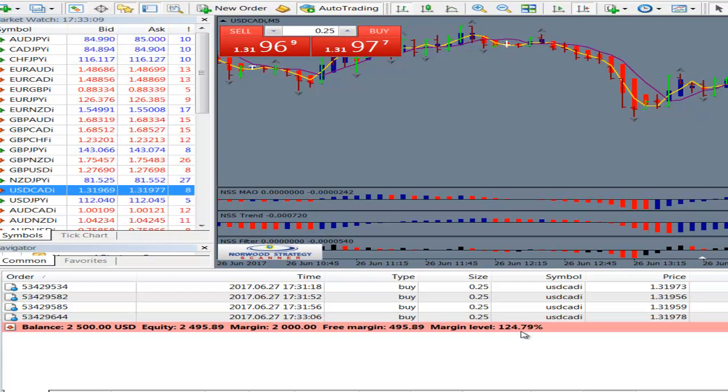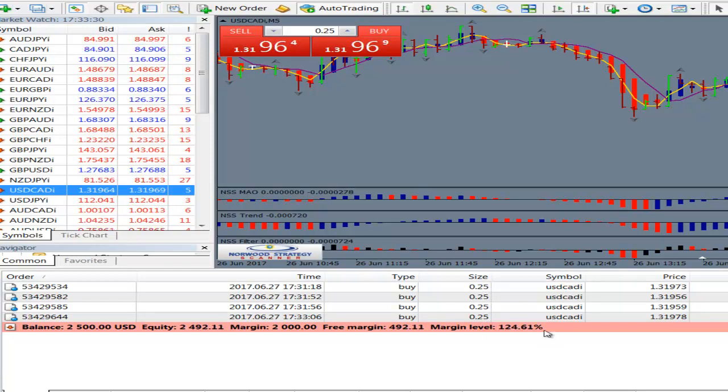It went down to 124. Let's see if it'll let us put on another one. It won't. It gave me a noise and would not let me put on another trade right there. So that's as low as it would go. If I lower this lot size, I could put on more trades. But really, you're stretching it at 4 trades.